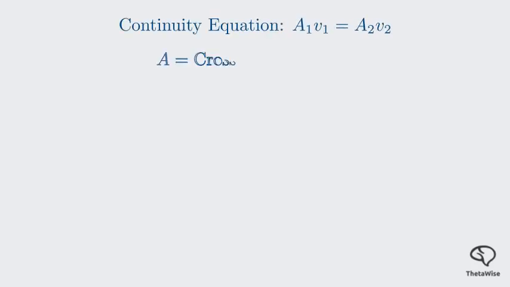The first principle we'll discuss is the continuity equation. The continuity equation is a statement of the conservation of mass. It says that for an incompressible fluid flowing through a pipe, the mass flow rate must be constant. In other words, the amount of fluid passing any point in the pipe per second is the same. This leads to a very intuitive result. If the pipe narrows, the fluid must speed up to maintain the same flow rate. Think about putting your thumb over the end of a garden hose.